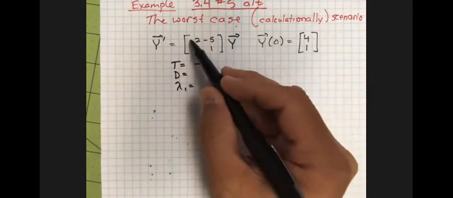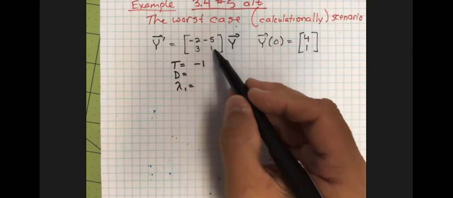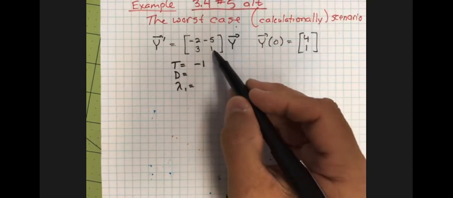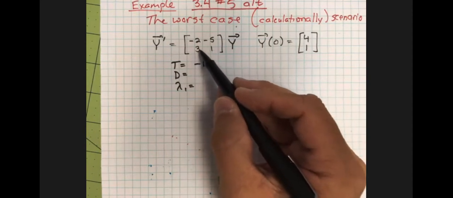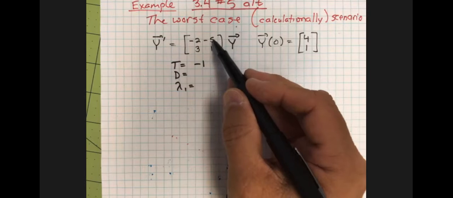Determinant, negative 2 subtract negative 15. Negative 2 subtract negative 15. Negative 2 plus 15, which is 13.